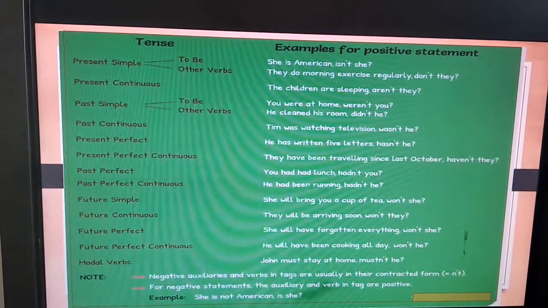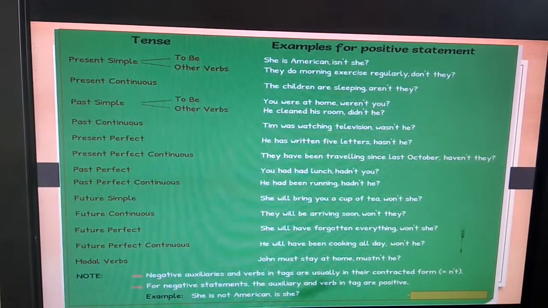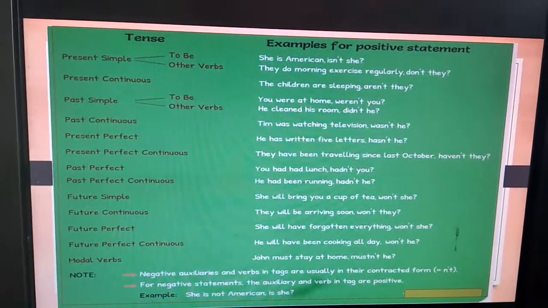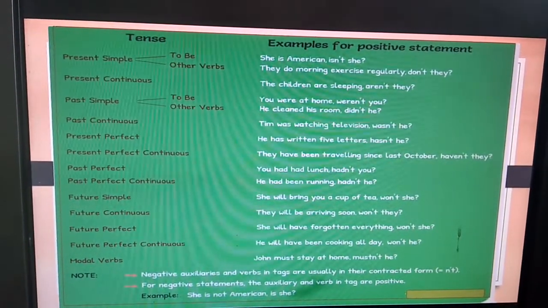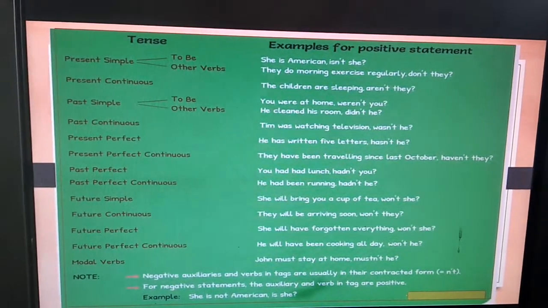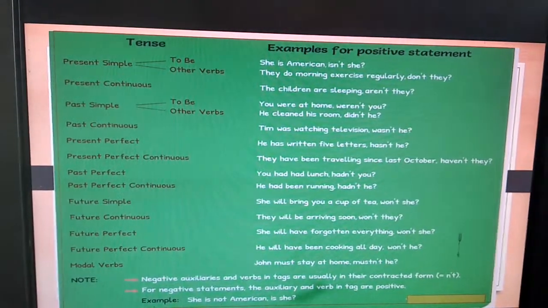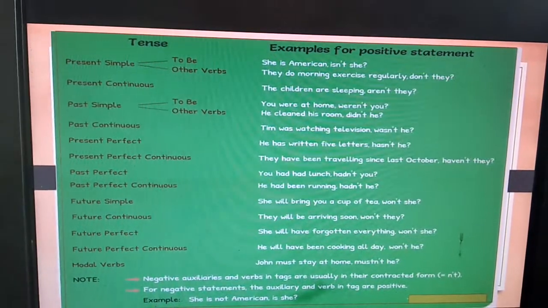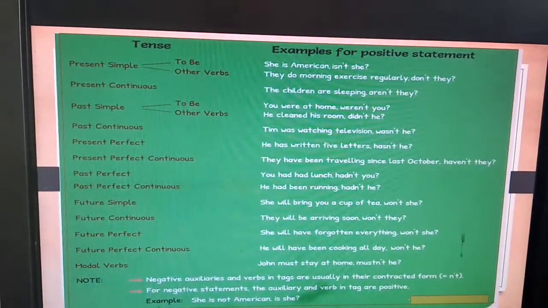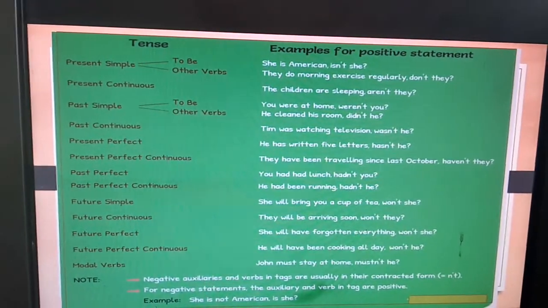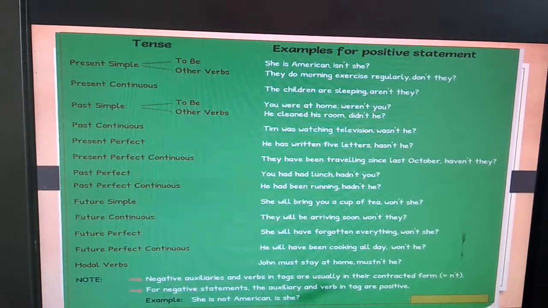Present perfect continuous. They have been traveling since last October, haven't they? Past perfect. You had lunch. Had plus V3. Here 2 times had is used. First had is the to be's and second had is the main verb. That is the past form of have. You have had lunch, hadn't you?